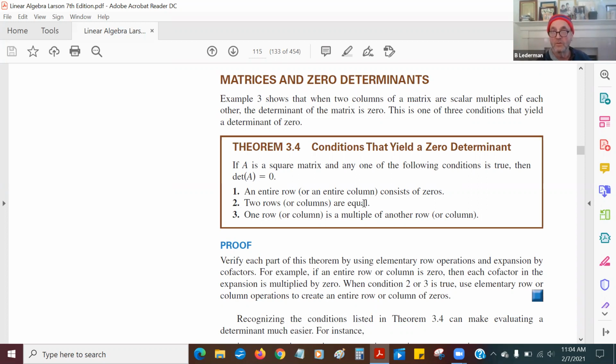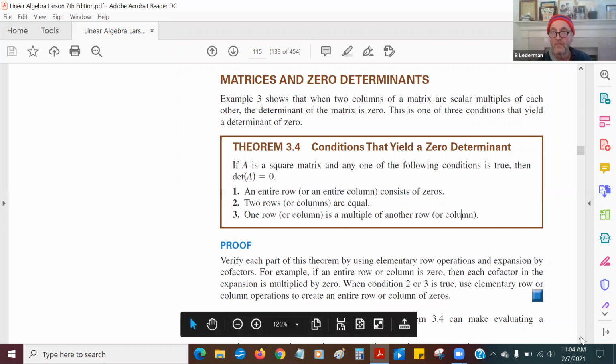Also, if 2 rows or 2 columns are equal, the determinant is 0. That's simple, because if I have 2 rows that are equal, I subtract one from the other and I'm going to get a row of all zeros, which has a 0 determinant. And if one row or column is a multiple of another, let's say one row is double another row, I just add -2 times the smaller row onto the other row and get a row of zeros. So this all pretty much boils down to the zero row case, and it's pretty straightforward because you do the cofactors and pow.